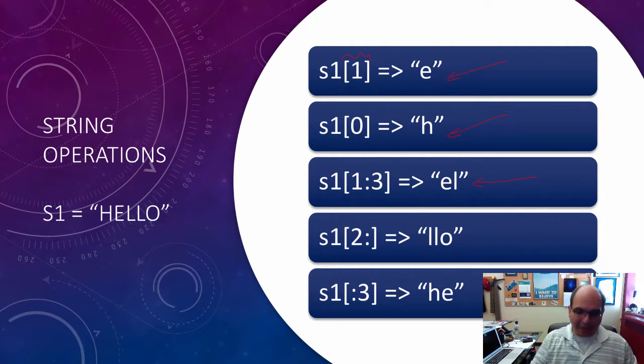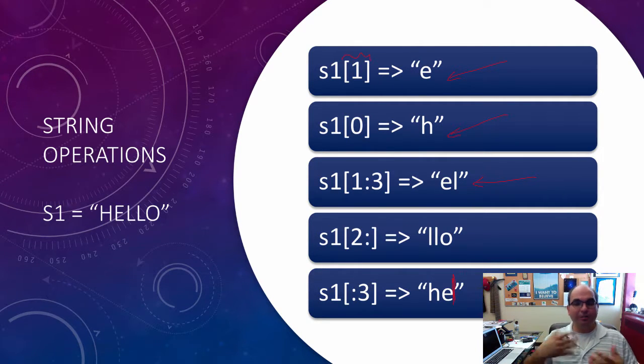Okay. Now you can actually leave out the upper range. So if you say 2 colon, you mean start at 2, go all the way to the end. That would be starting at 2. H is 0, E is 1. The first L is 2, so it's L, L, O. Okay, so you can also say S1[:3]. That means start at the beginning and go all the way up to, but not including, the element at position 3. So actually I got this one wrong. That should have been HEL, okay? Not just HE. Because it is up to, but not including, position 3, so it is 0, 1, and 2.